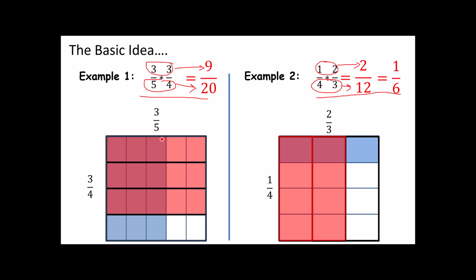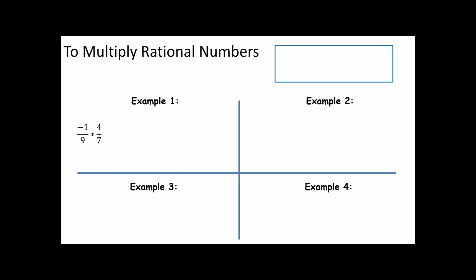You see, rather than taking the time to draw these pictures out every time, if I can remember the rule, all I have to remember is that if I multiply the numerators together, I get the numerator. If I multiply the denominators together, I get the denominator. Let's look at a couple examples of this.